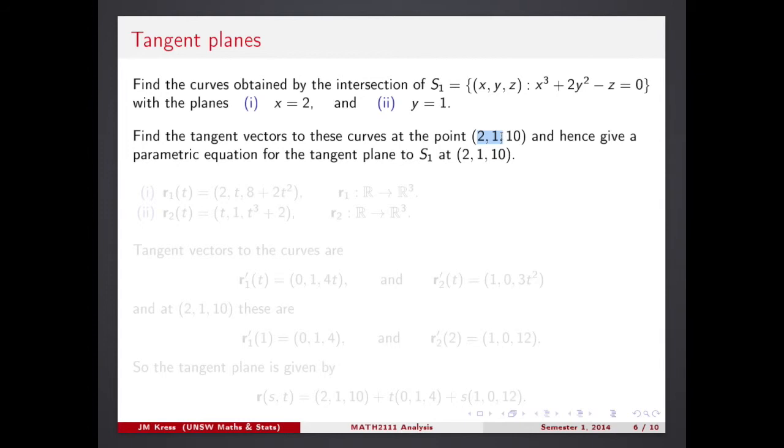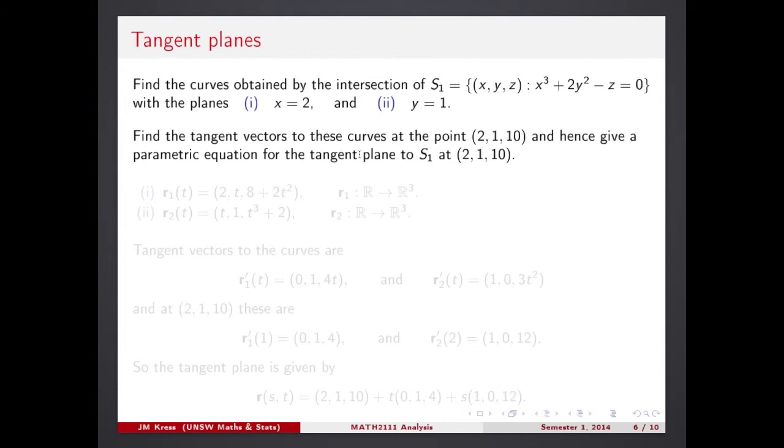Now look what we have to do. Find the tangent vectors to these curves. When you cut through your surface, you will end up with some curve in the intersection, two curves. We need to find the tangent vectors to those curves, and then, by considering those tangent vectors, provide a parametric equation for the same tangent plane. We found two different ways already. Let's just try to do that.